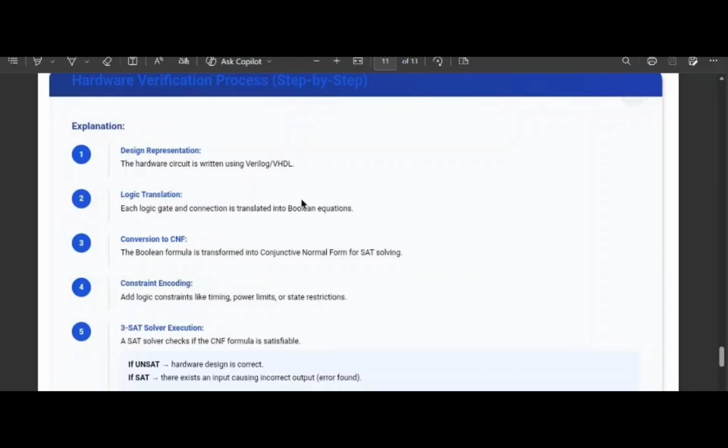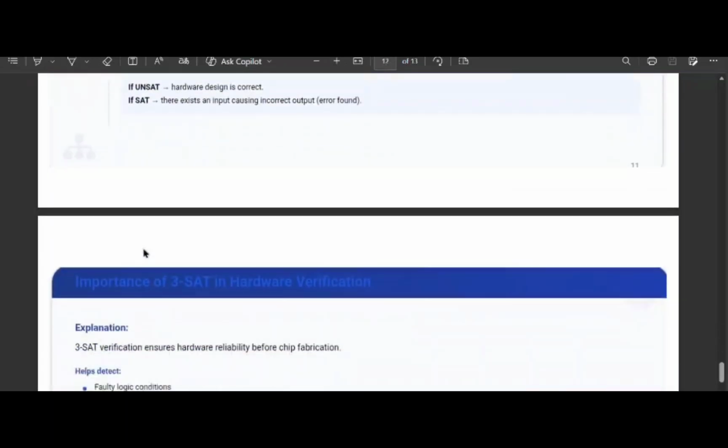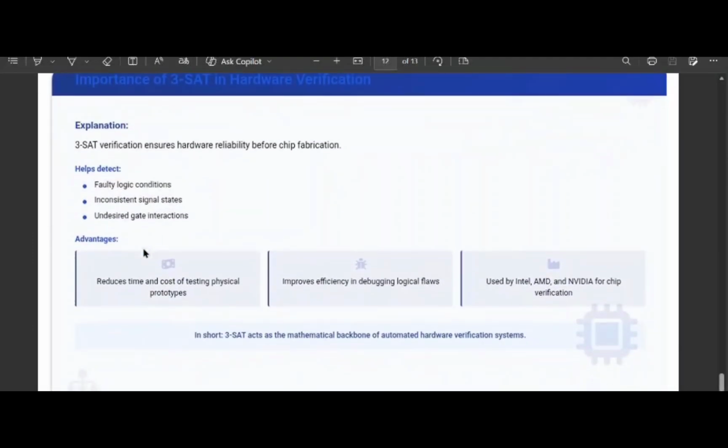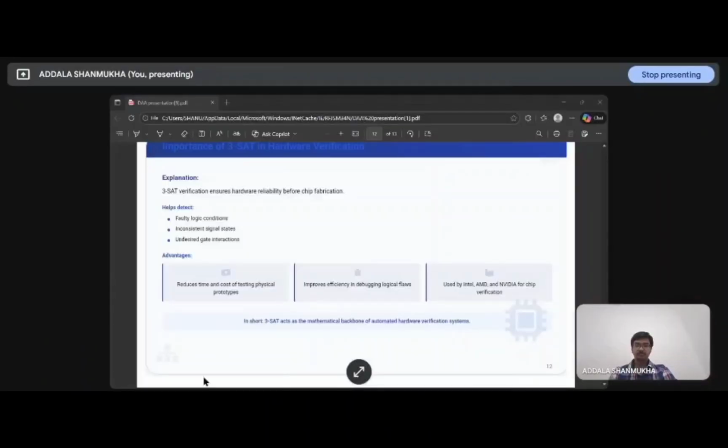Finally, let us understand why exactly 3-SAT is so important. Importance of 3-SAT in hardware verification. Why do companies like Intel, AMD, and NVIDIA rely on 3-SAT for chip verification? It detects faulty logic. 3-SAT catches incorrect combinations that might never be found by manual testing.